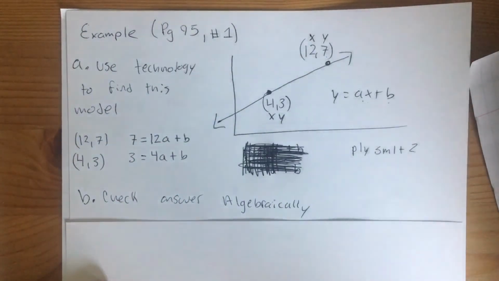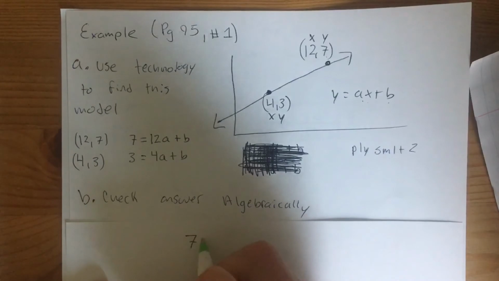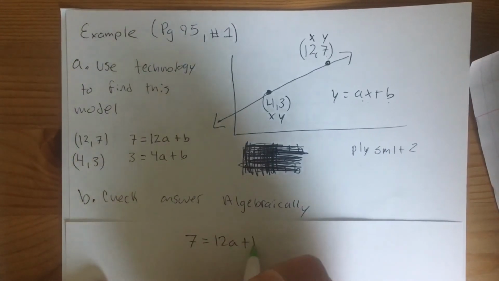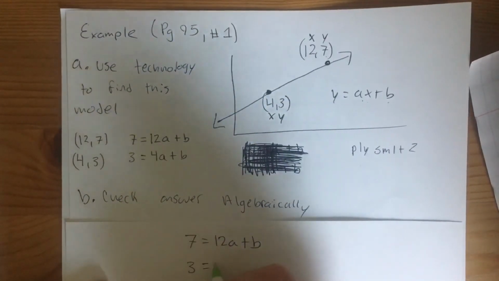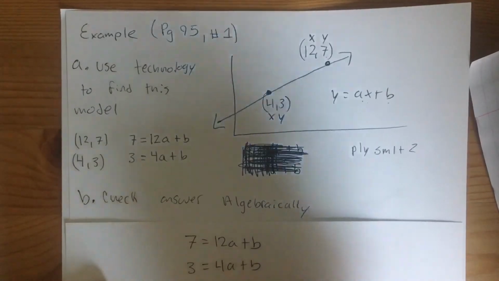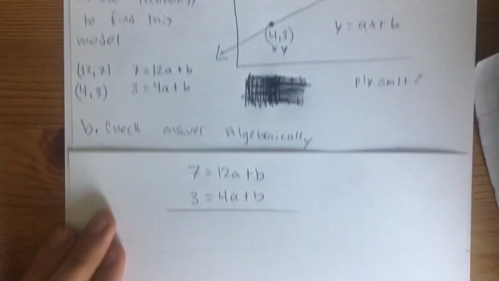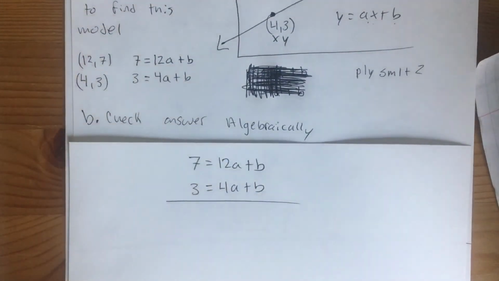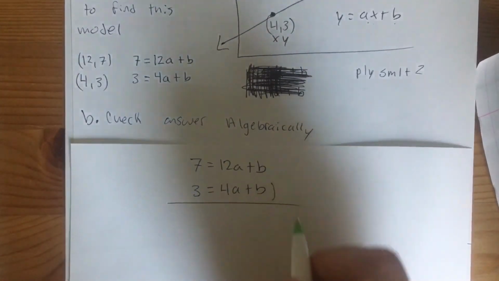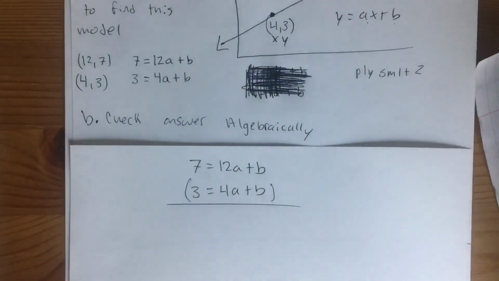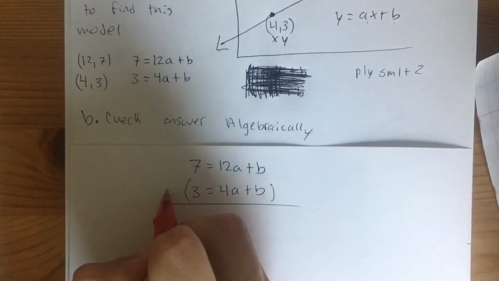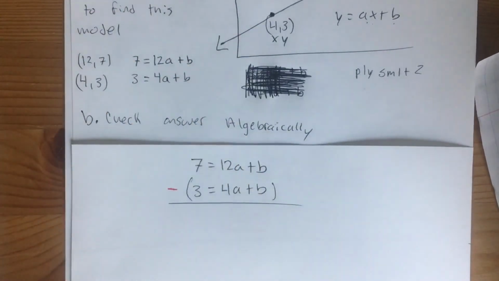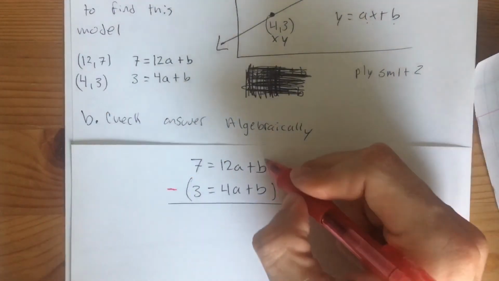So let's see here. We're going to solve these two equations using some algebra, because when it's a 2 by 2, it's very easy to verify. So right now, these are set up for elimination already. The b's are the same sign. So we're going to subtract here so that these b's cancel.